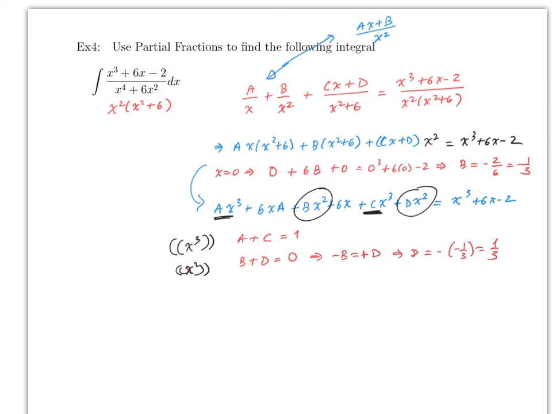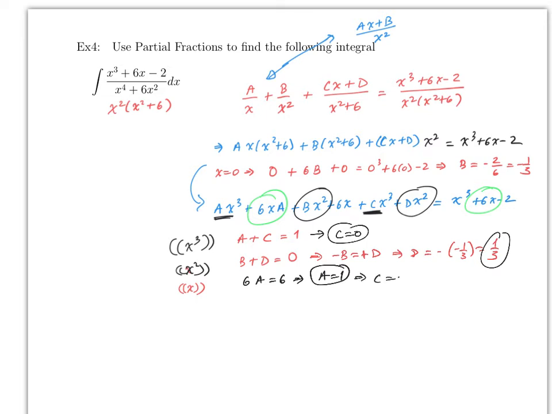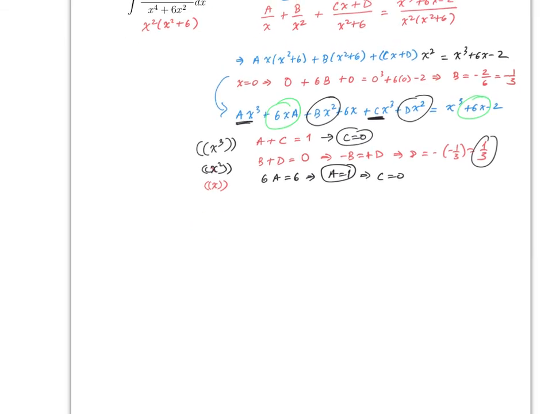And then if you look at the x's, notice that for x, you have x there. So that means that 6a has to equal 6, which means that a equals 1. So that was easy. From here, since a equals 1, that means that c has to be 0. You have no choice. Okay. Or this implies that c is 0. So therefore, for the integral, this is what you have.